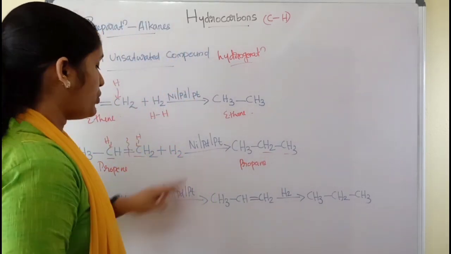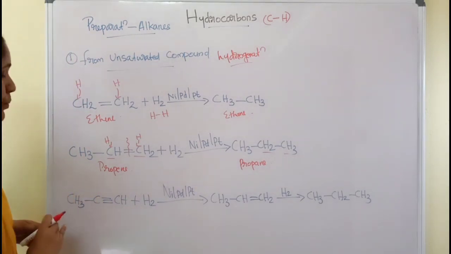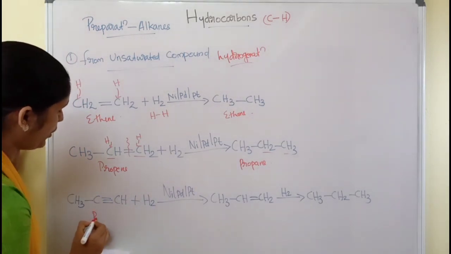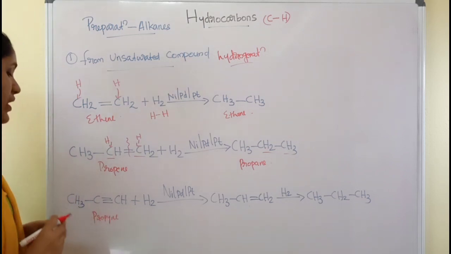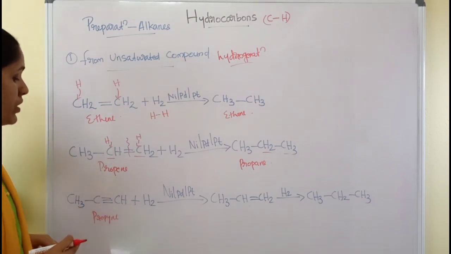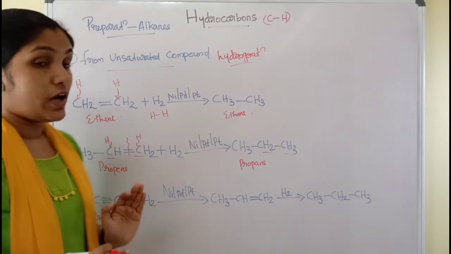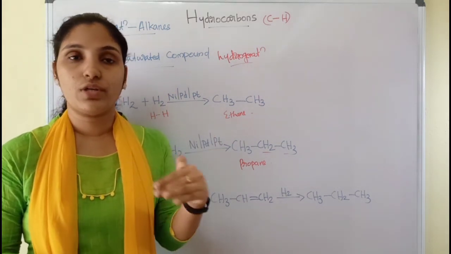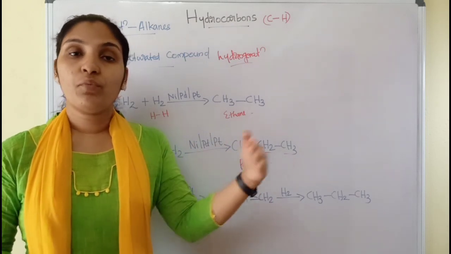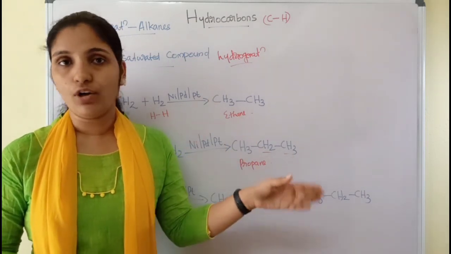Okay. Now the third one, unsaturated compounds. Here what we have taken is propyne, which contains a triple bond. First of all, in case of alkynes, double hydrogenation is needed. We have to do the hydrogenation 2 times. Then only we will get the saturated compound.